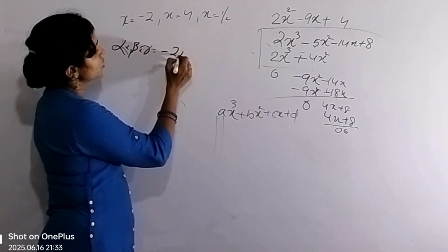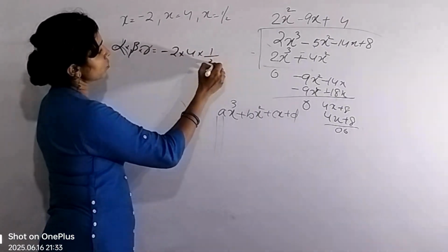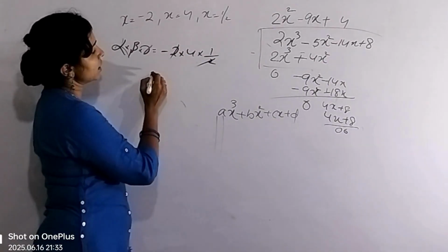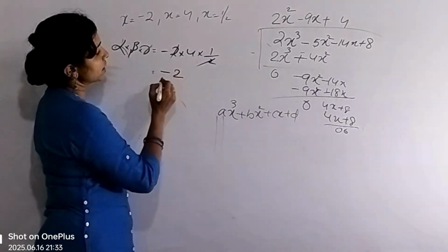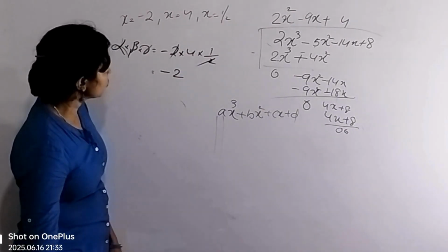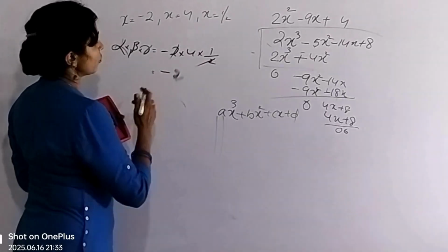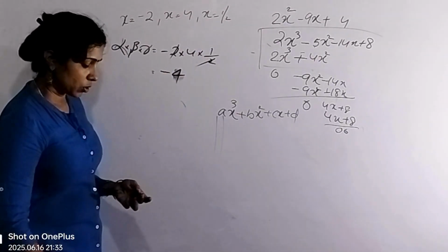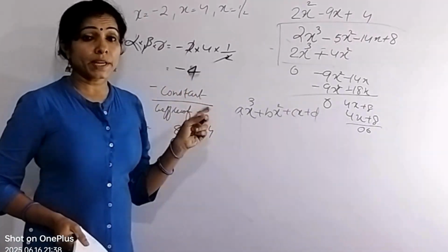So minus 2 into 4 into 1 by 2. That is again, 2 and 2 cancel. So minus 2 is my minus 4, right? Minus 4 is the product of the quadratic polynomial. We got it, minus 4 here.